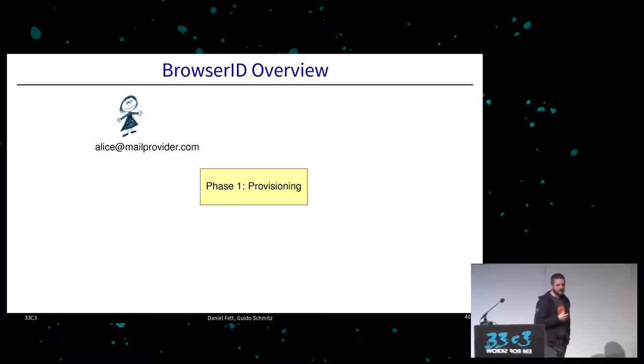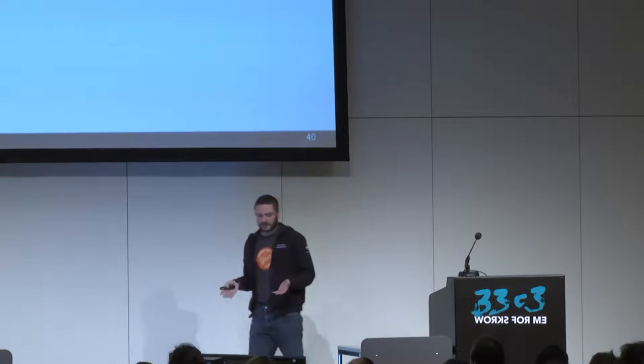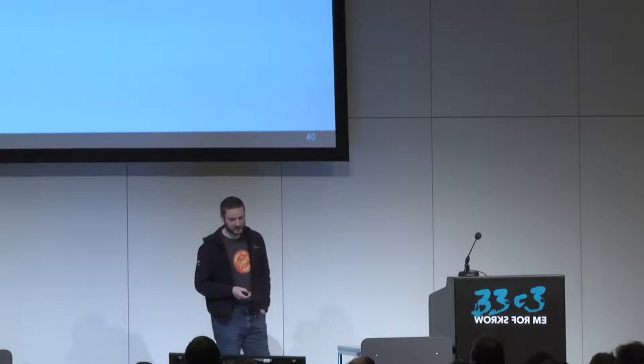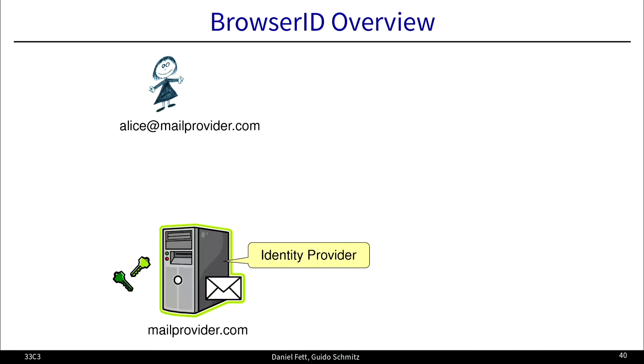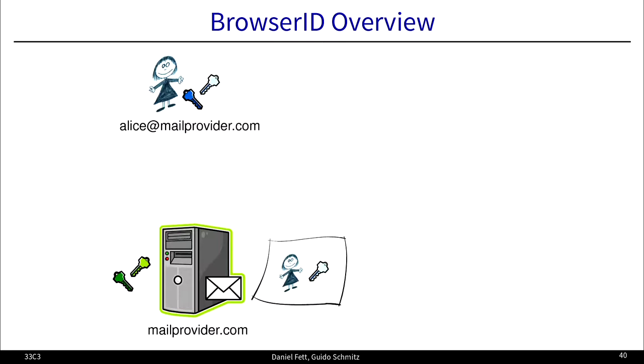So how does Browser ID work? Let's have a look at this on a very high level first. As Guido already said, in Browser ID, the mail provider is the identity provider. So we have a user, Alice, alice@mailprovider.com, and in the first phase, she goes to her identity provider, and first creates a public-private key pair. And then she sends the public key in a document with her own identity to the mail provider, and the mail provider then signs this document. And this creates the so-called user certificate, and this certificate is then sent back to Alice.